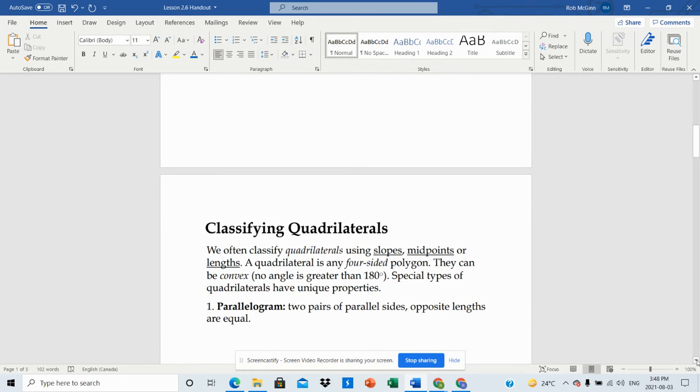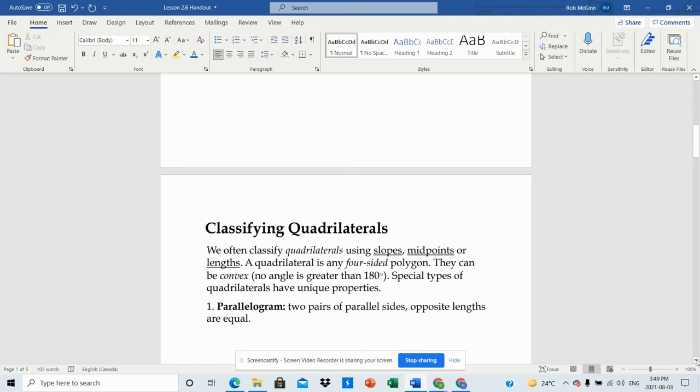Classifying quadrilaterals. We often classify quadrilaterals using slopes, midpoints, or lengths. A quadrilateral is any four sided polygon, and they can be convex, so no angle is greater than 180 degrees. Special types of quadrilaterals will have unique properties, and we're going to, as I said, look at three. The first one is a parallelogram. And a parallelogram we've already come across in this course, but it has two pairs of parallel sides.